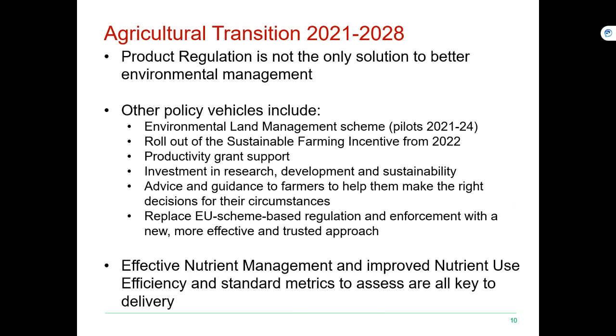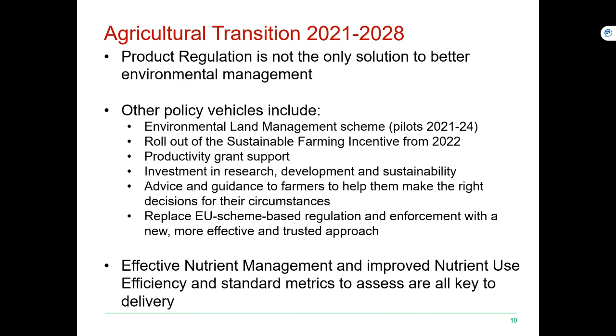Between 2021 and 2028, we plan to do a range of things, which include introducing a new environmental land management scheme, and rolling out a sustainable farming incentive from 2022. We are reviewing our productivity grant support. We have a commitment to investing in research, development and sustainability, and to improving advice and guidance to farmers to help them make the right decisions for their particular circumstances. And we're hoping to replace EU scheme-based regulation and enforcement with a new and more effective and trusted approach.